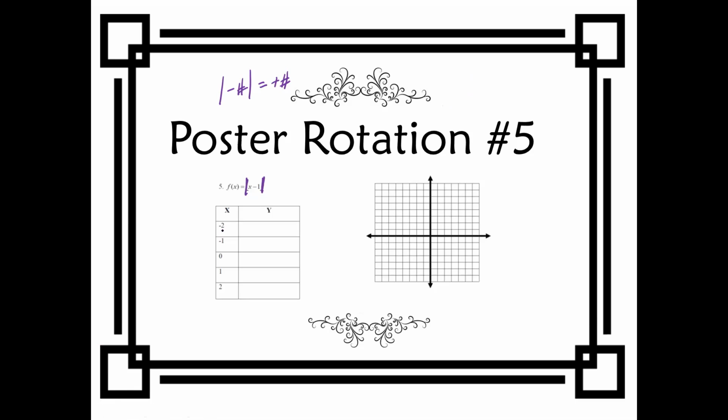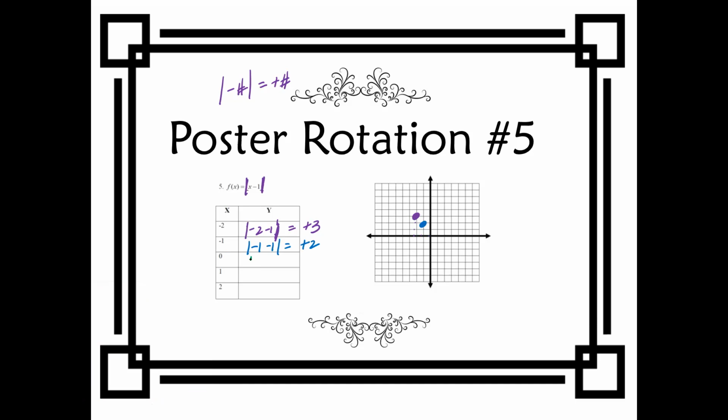So if x equals -2, -2 minus 1 is going to give you a -3. But when you take it out, it's just going to be a +3. So that's my first point: -2, up 1, 2, 3. Next one, -1 minus 1. That's going to give me a -2. But remember, it always becomes positive. So my next point is -1, +2.